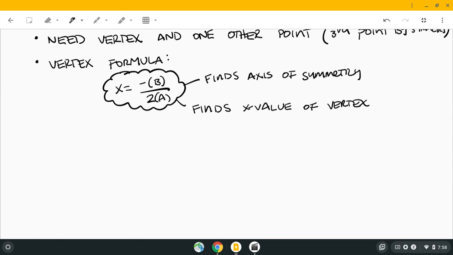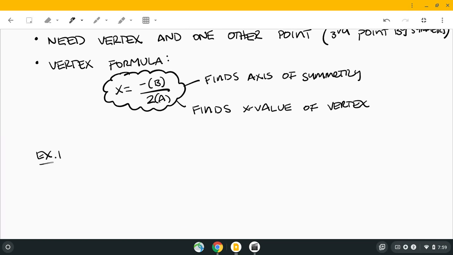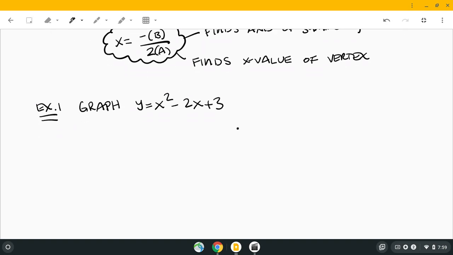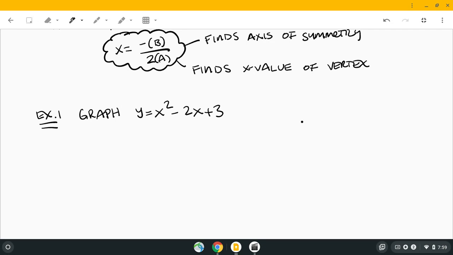All right, so let's go ahead and take a look. Let's graph y equals x squared minus 2x plus 3. So we need the vertex, so we're going to be using this formula, and then we're going to need another point. Let me leave the formula there so you can watch. So it's pretty much two parts. Part one, get the vertex. And then part two, get an extra point. And if you have these two things, then you should be able to graph it.